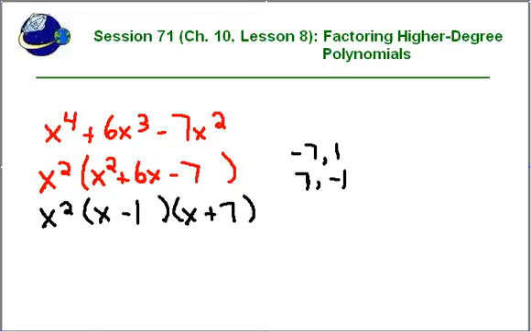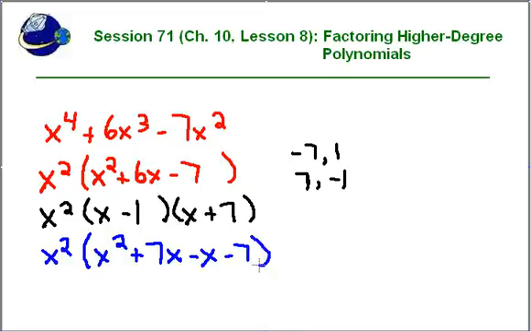Now let's go ahead and multiply this out. We're just going to rewrite our x squared out front. That hasn't changed. Now, what is x times x? Well, that's x squared. What's x times 7? Well, that's a plus 7x. Our second term, distribute it. Minus 1 times x is a minus x. And then minus 1 times 7 is minus 7. 7x minus x is 6x.